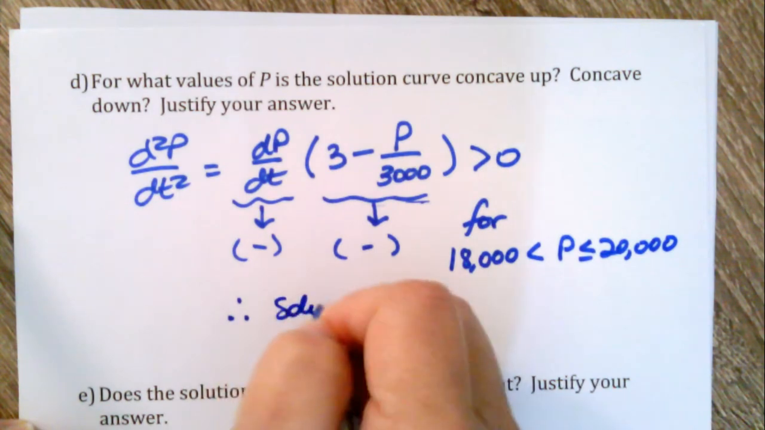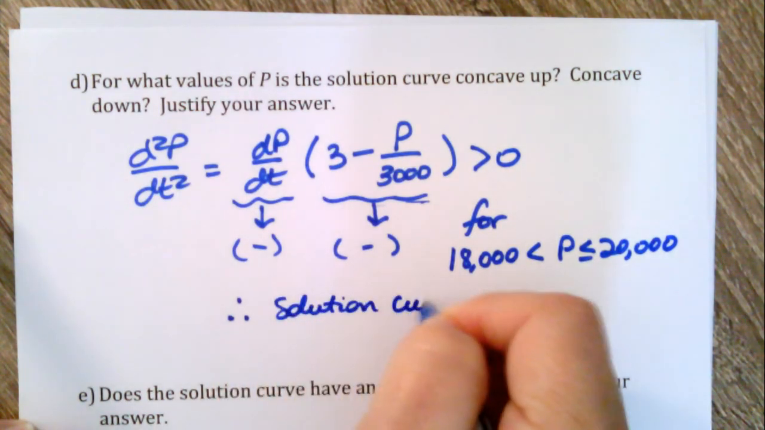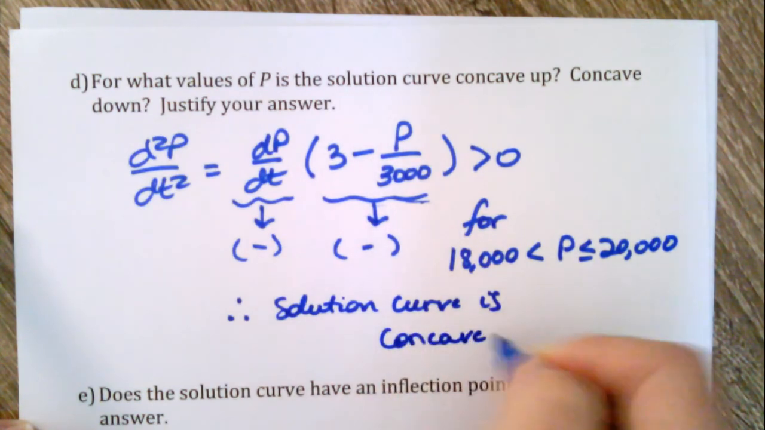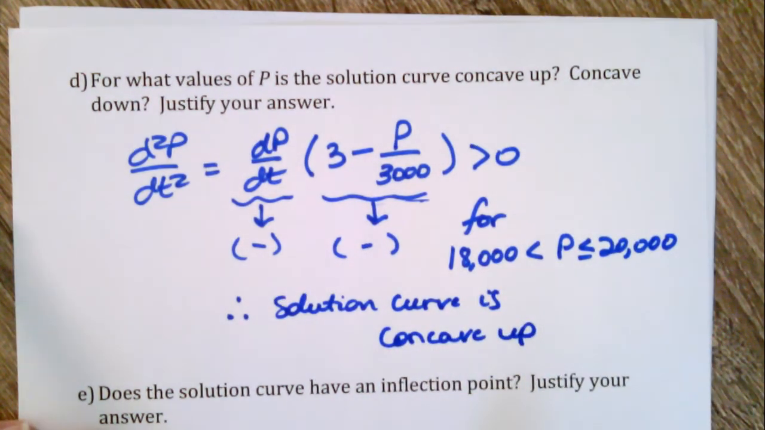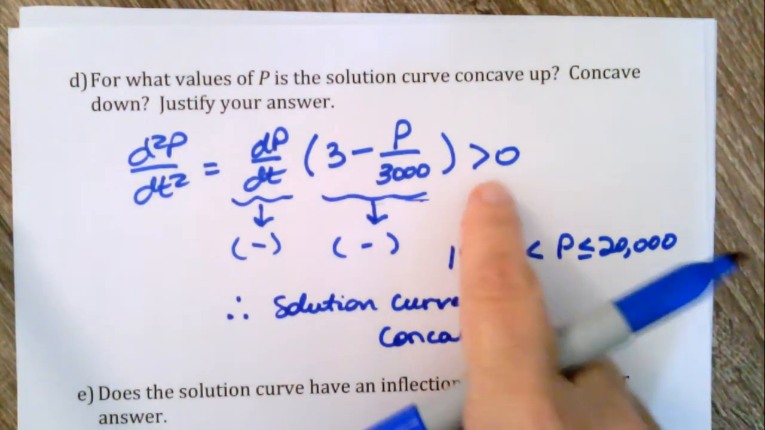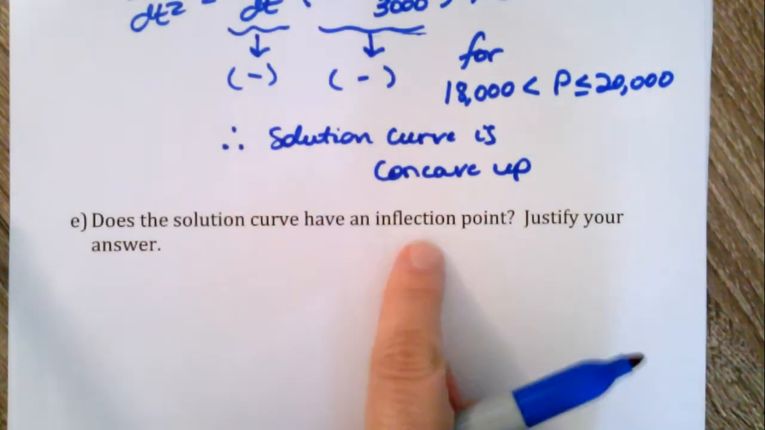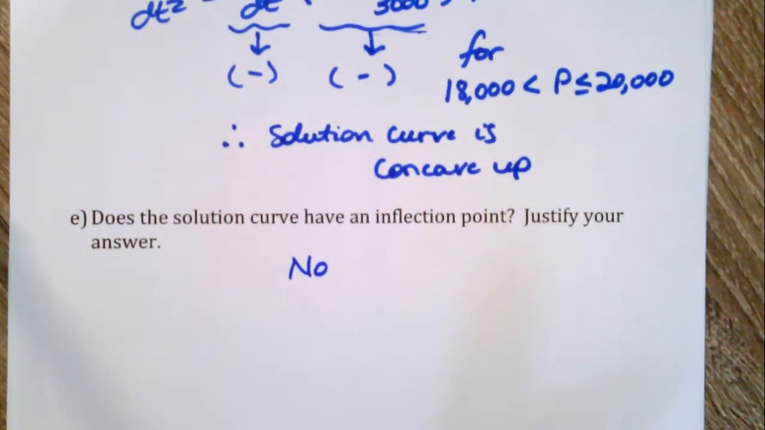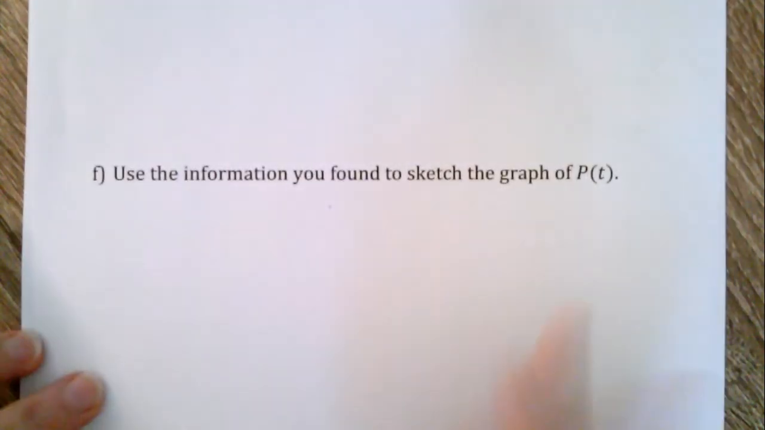Therefore, our solution curve is concave up, because our second derivative is always going to be positive for this range. Does the solution curve have an inflection point? No, because it's always positive. There's no inflection point. So then what does this graph look like?